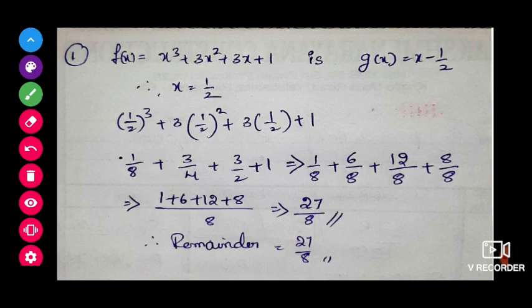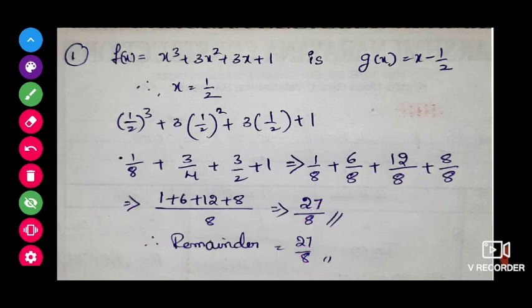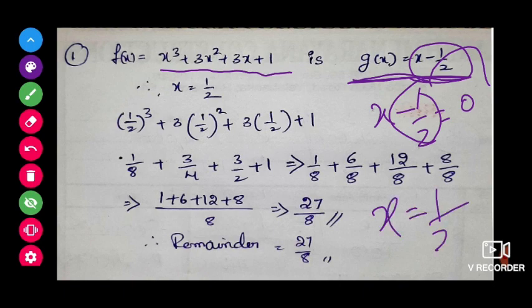Next, the next sum. f of x is equal to x cube plus 3x square plus 3x plus 1. Then g of x, the divisor, is x minus 1 by 2. So what number do we have to substitute in the place of x? Take x minus 1 by 2 equal to 0; minus 1 by 2, if it goes to that side, plus 1 by 2. x is equal to 1 by 2.